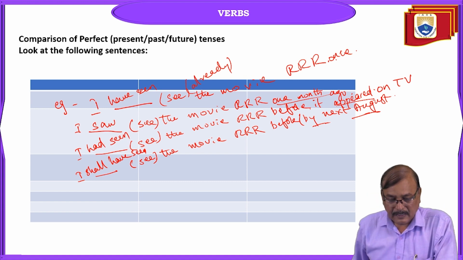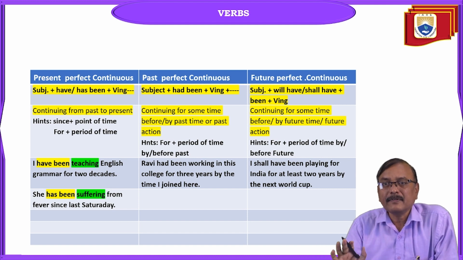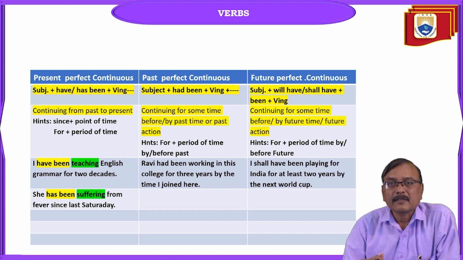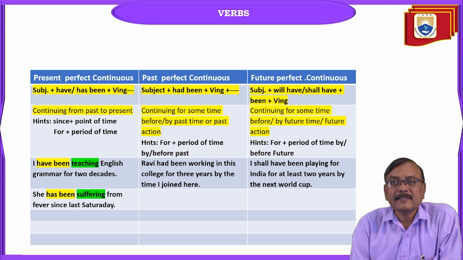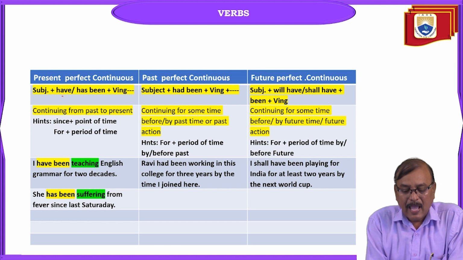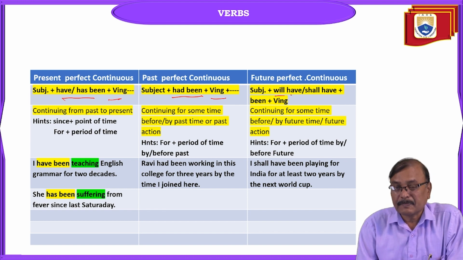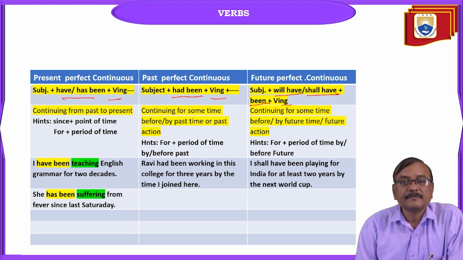Now let us move to the next pair of tenses. What is that? Present perfect continuous, past perfect continuous, future perfect continuous. See, in the present perfect continuous, the verb form is have been or has been plus verbing form. In past perfect continuous, subject plus had been plus verbing form. In future perfect continuous, subject plus will have been or shall have been plus verbing form.